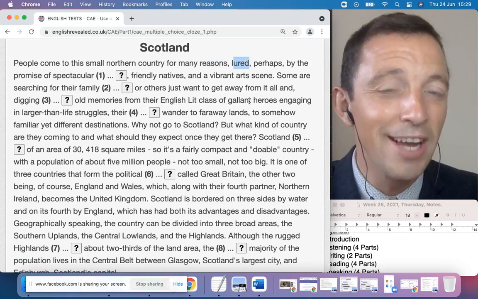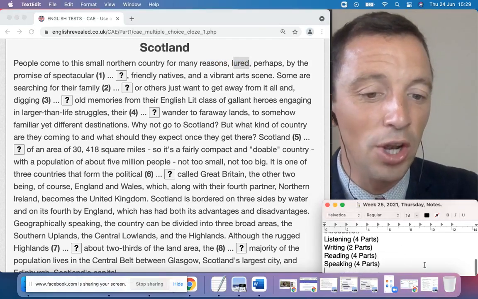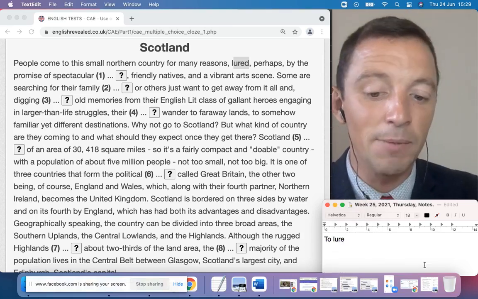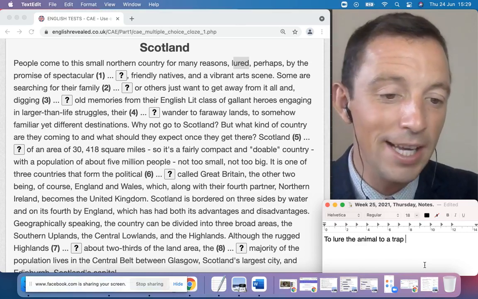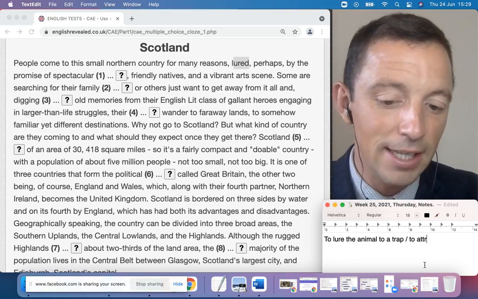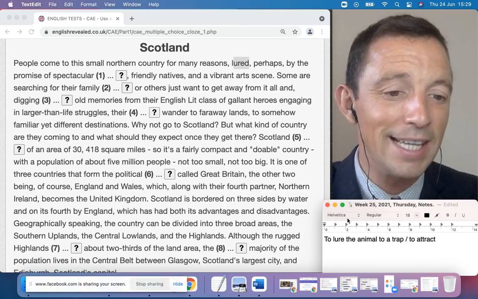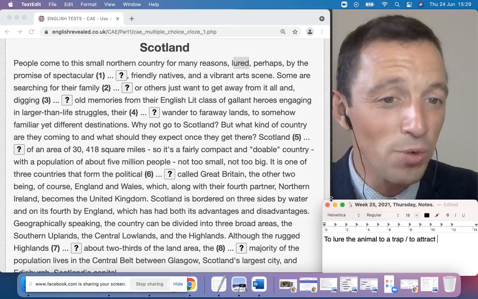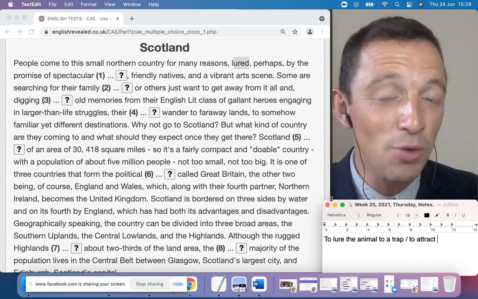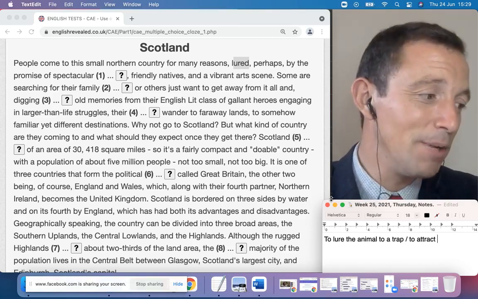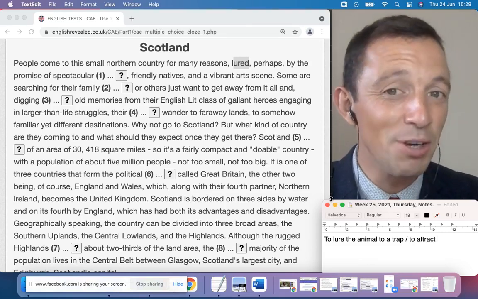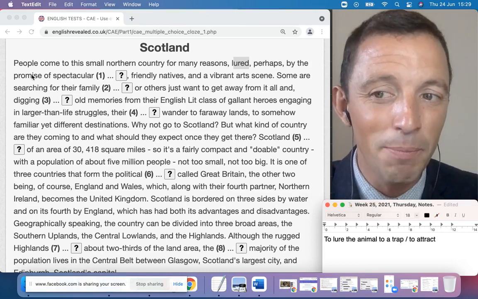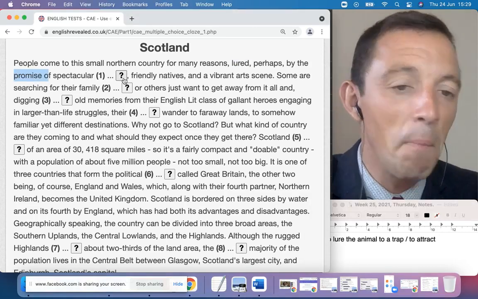Okay, lured, very, very difficult vocabulary. So to lure somebody is basically to attract, and it's typical for the animal. To lure the animal to a trap. The significance is maybe to attract the animal to a trap, and it's very good vocabulary, very advanced, and probably a lot of people don't understand the significance when you read, but you probably don't need to understand every word. But here it means attracted to Scotland, perhaps by the promise of spectacular something.